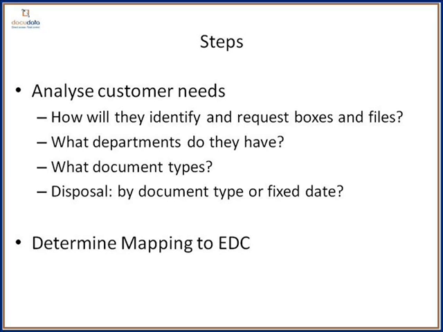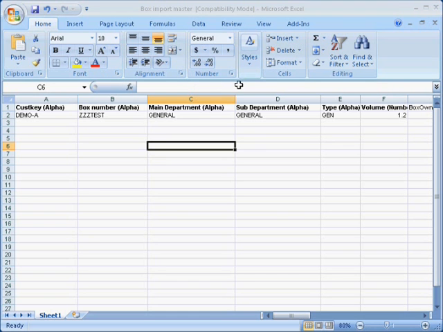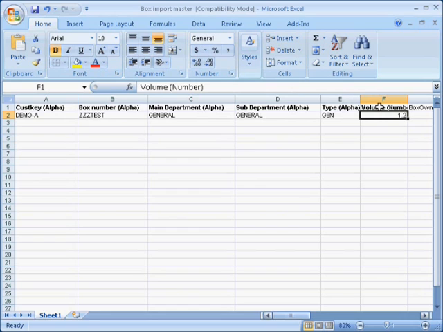Next, consider the data available and figure where we want to map it into EDC. Note that it is important to be consistent in the mapping of the data for a given customer. Third, we will produce a template, either as a EDC data capture job or as a spreadsheet. Once again, you can contact DocuData support for a sample spreadsheet. Here's a simple example of a template for getting source data. This consists of 2 rows, column headers and sample data.